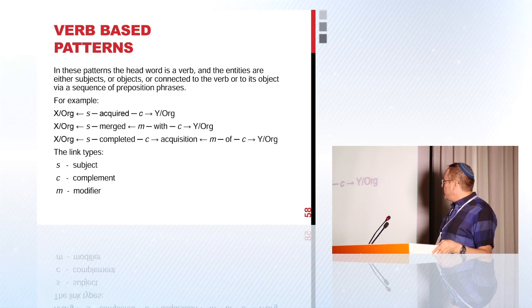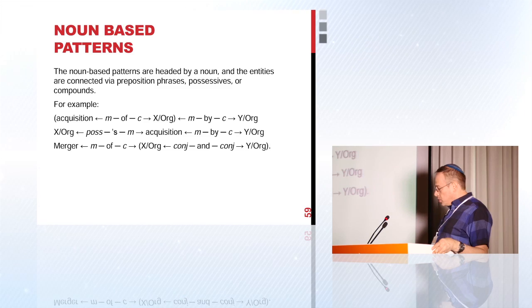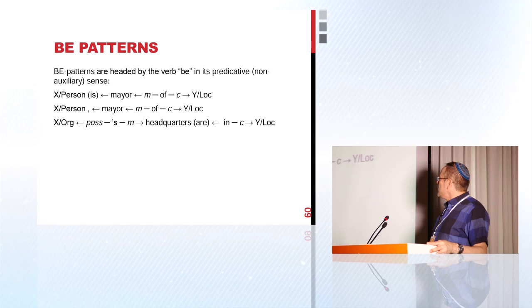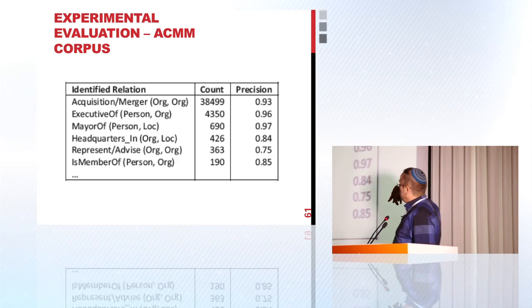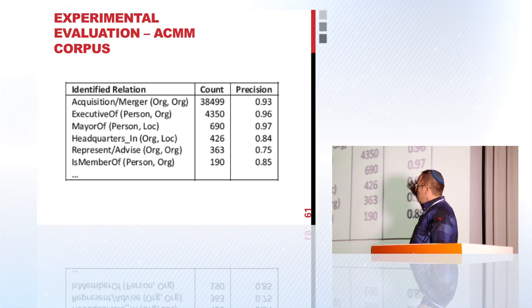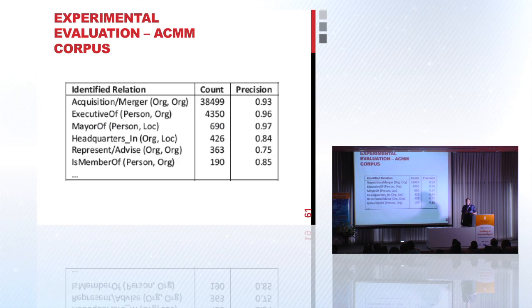So these are verb patterns, noun patterns, in this case around acquisitions and mergers. The be pattern is a very special verb. You can see the accuracies that we managed to get in this case, precision, definitely pretty high precision considering that everything was done automatically with not even a single rule written by hand.